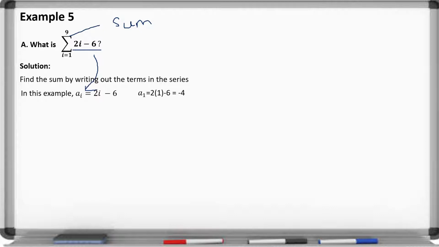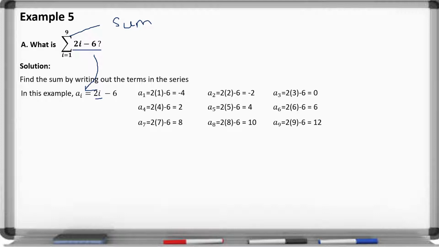In this case, we want to find a1, the first term, by plugging in 1 for i. So 2 times 1 minus 6, which is negative 4. Now we want to find the next term, which is 2 times 2 minus 6. Then the next term, 2 times 3 minus 6, and so on. Repeating this process gives us all 9 terms of the sequence. We want to find 9 terms because the sum is from 1 to 9.